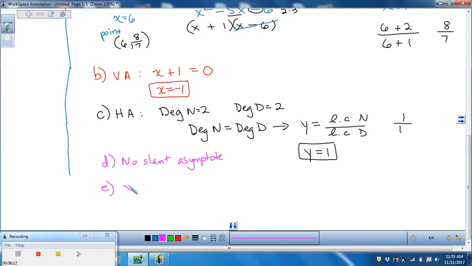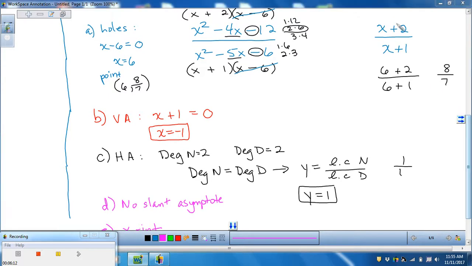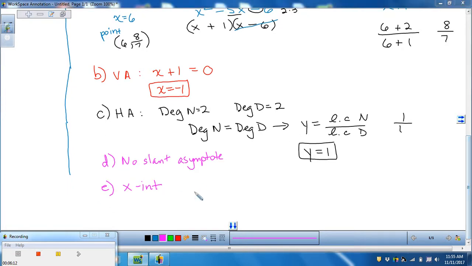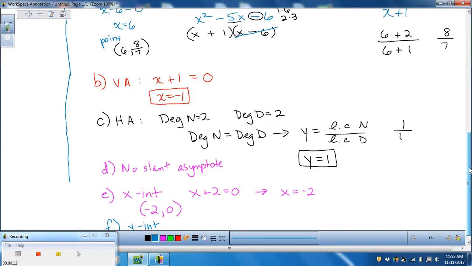X-intercept is going to be found at the factor in the numerator that was left over, which was x plus 2, the one that didn't cancel out. So we're going to take x plus 2, set it equal to 0, and when we solve that, we get that our x-intercept is x equals negative 2. To make that an ordered pair, just put 0 at the end of it, and so we have an x-intercept at negative 2, 0.